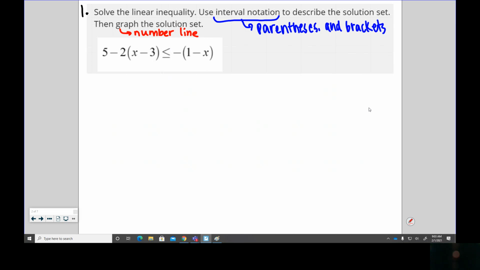All right, so there's our first problem. I picked this problem because there's an important property of linear inequalities that's going to come up in this problem. So this one says 5 minus 2 times (x minus 3) is less than or equal to negative (1 minus x).